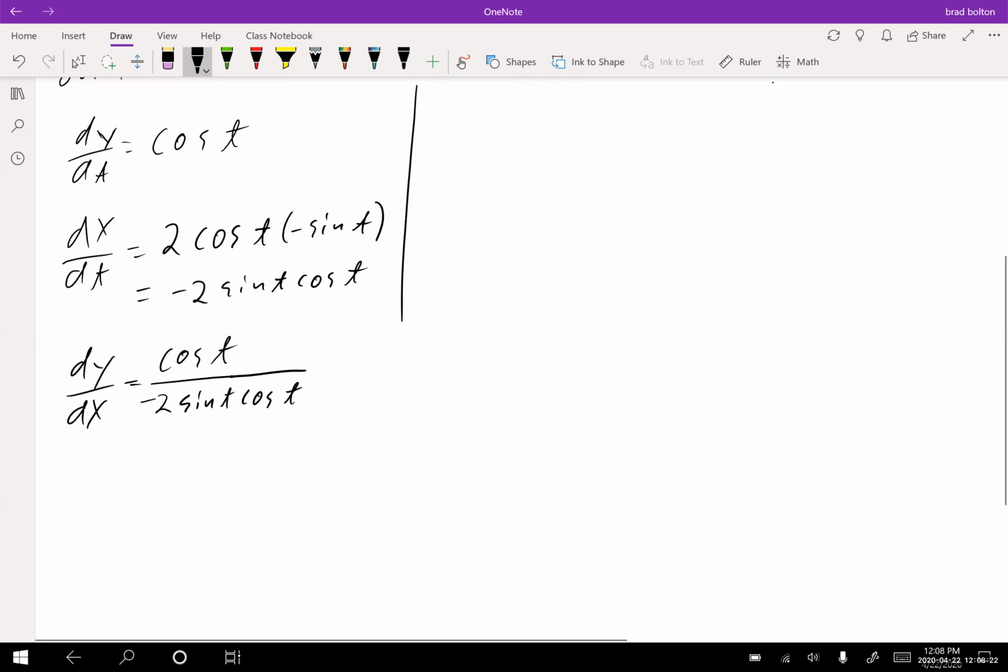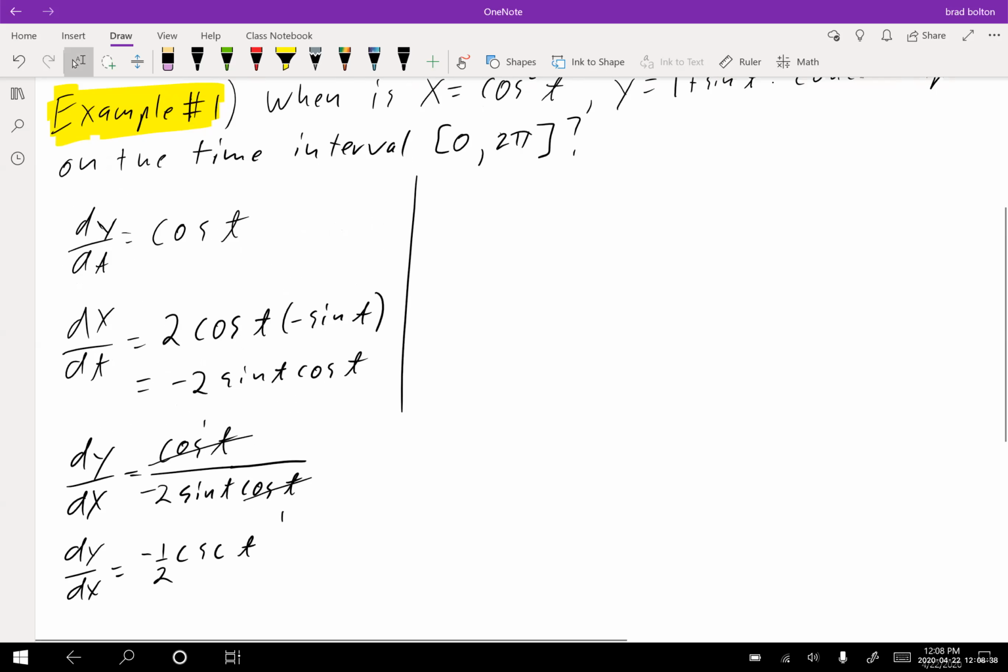Okay, so we can clean this up just a little bit, and we have dy dx is worth negative 1/2 cosecant t, if we want it to be as clean as possible. So we're now going to use this to find our second derivative.